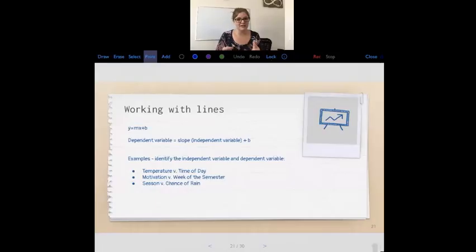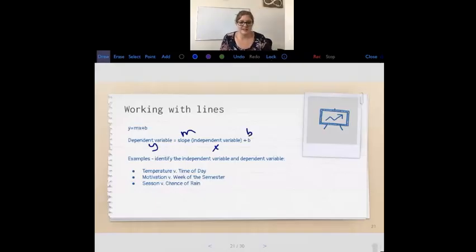So another way to think of this equation, particularly for applications, is that our dependent variable, which is y, or plays the role of y, is equal to the slope times the independent variable, typically x, plus b, or the y-intercept. So we still have m and b.